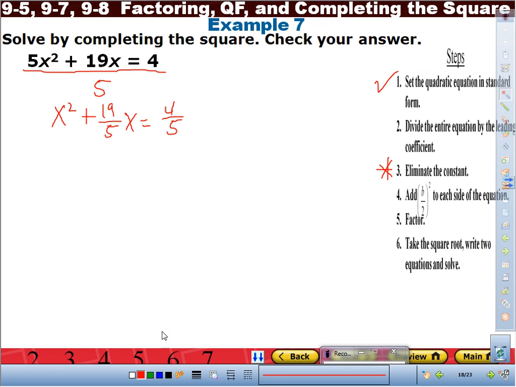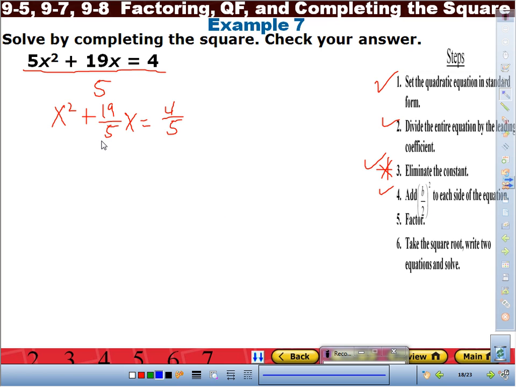All right, here we go. So we're done with step 2. They did step 3 for us. Let's go to step 4. For step 4, I still see some of you getting confused with this when it comes to fractions. So let's go over this slowly. It says add b over 2 squared, or in other words, add b divided by 2 squared.